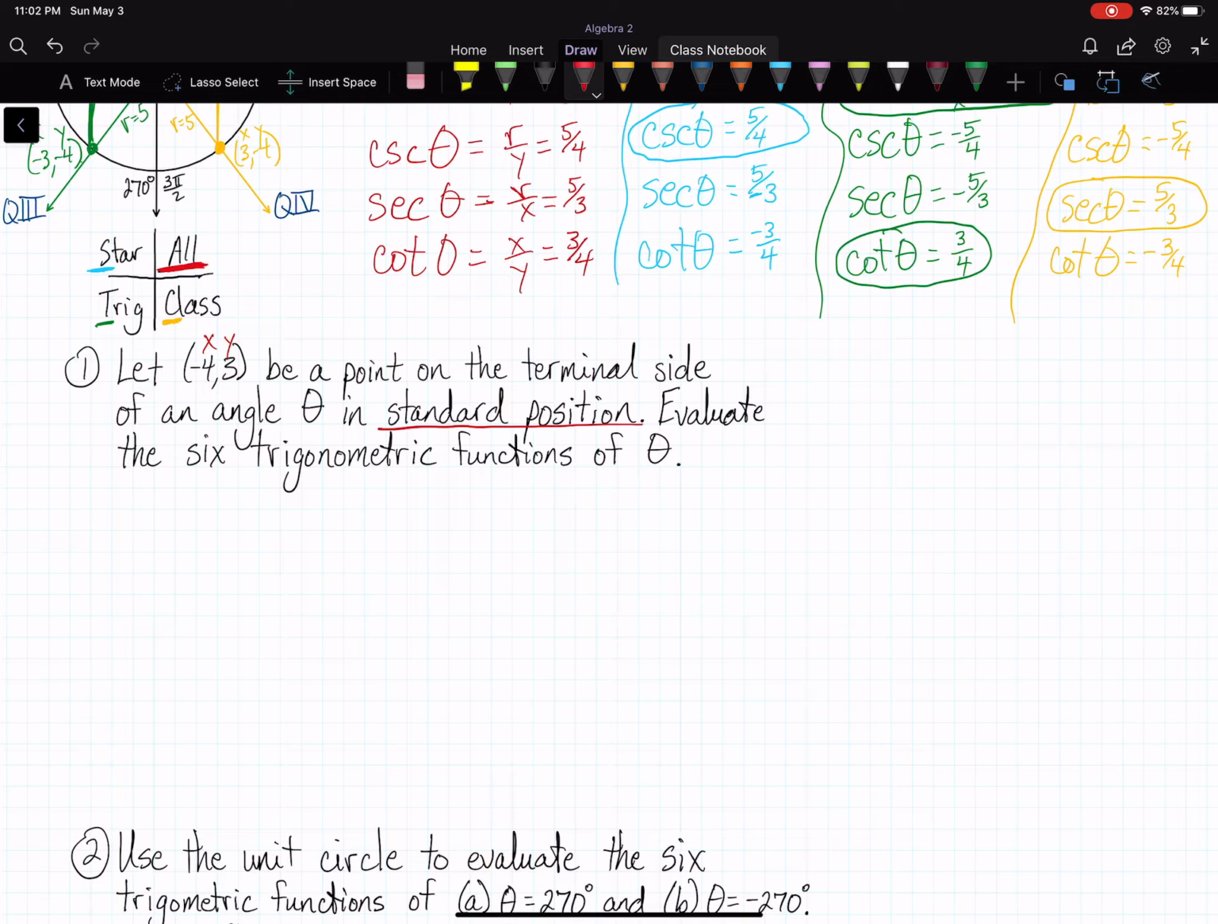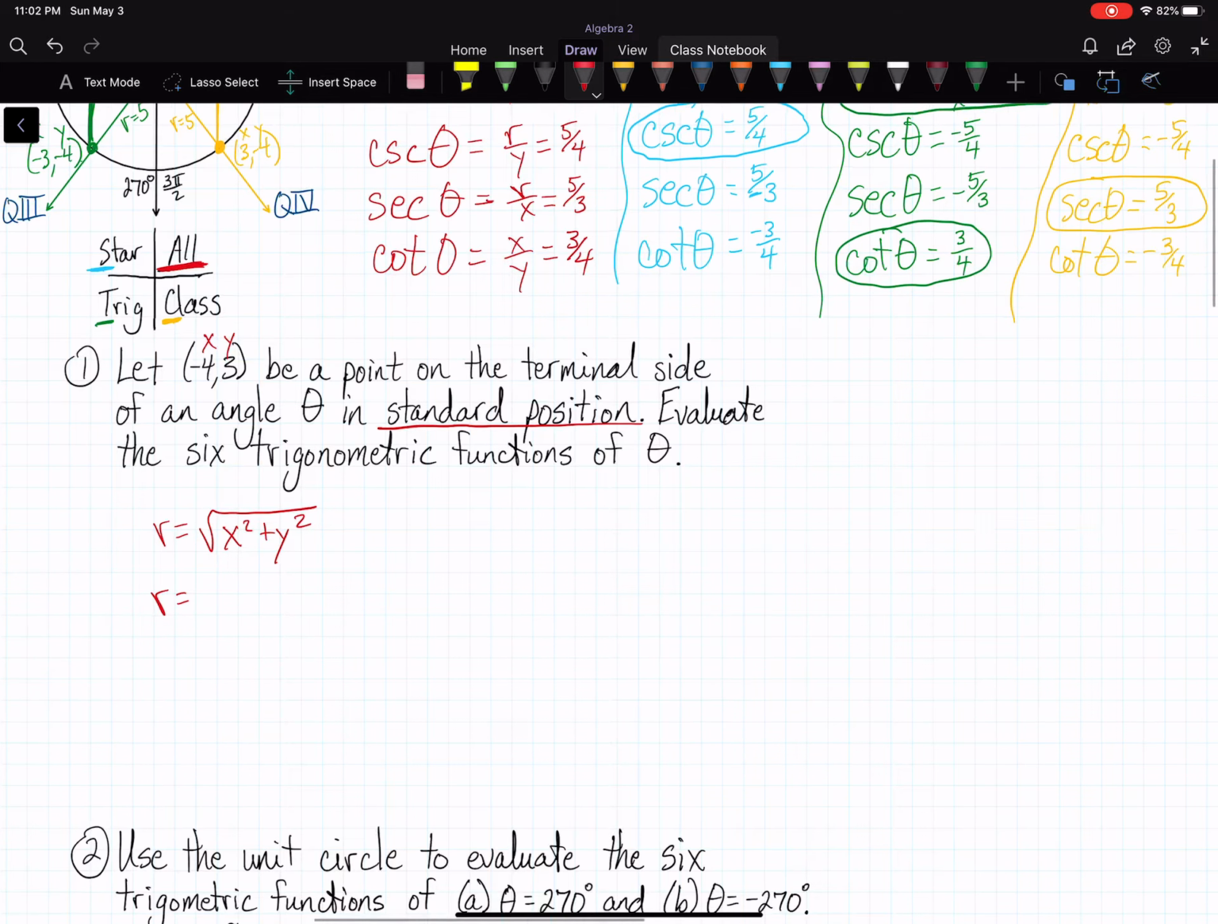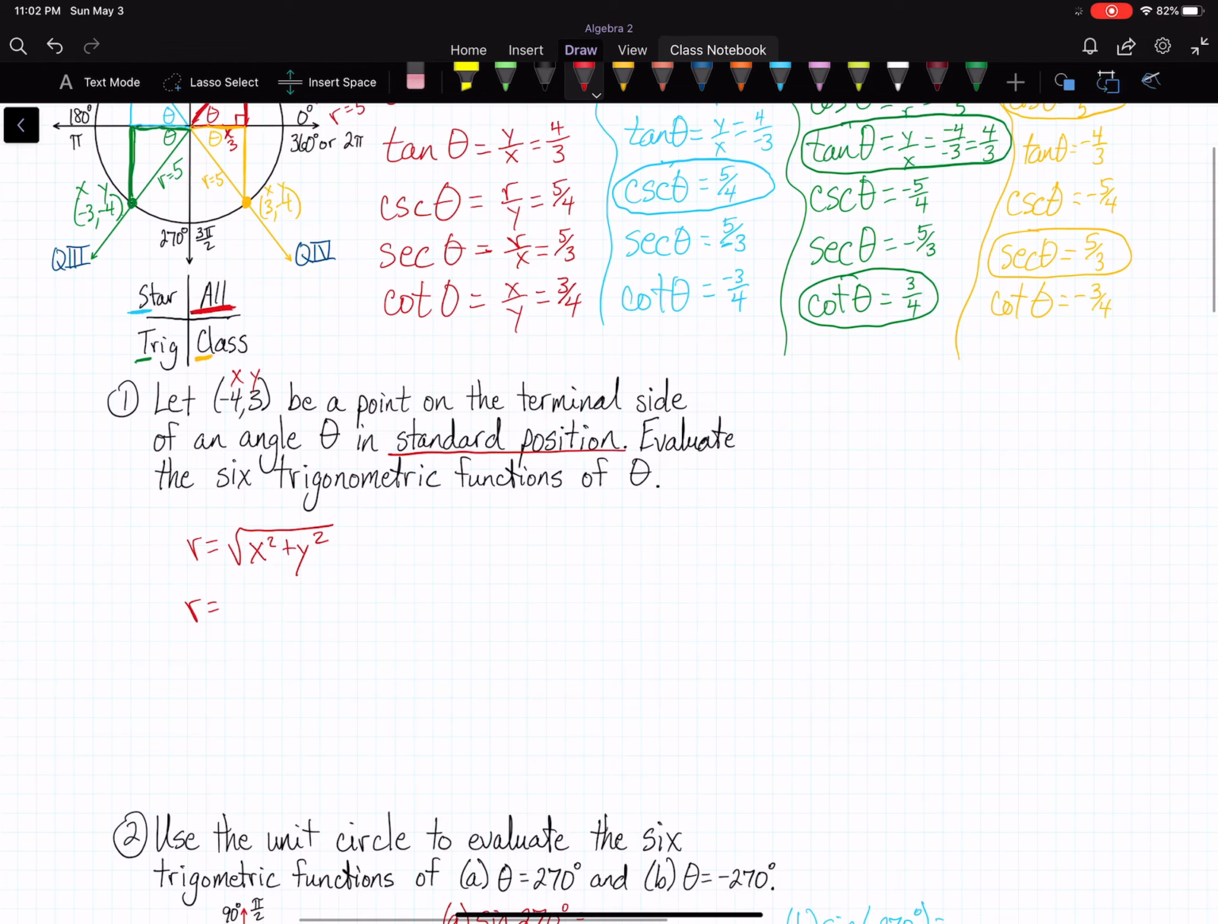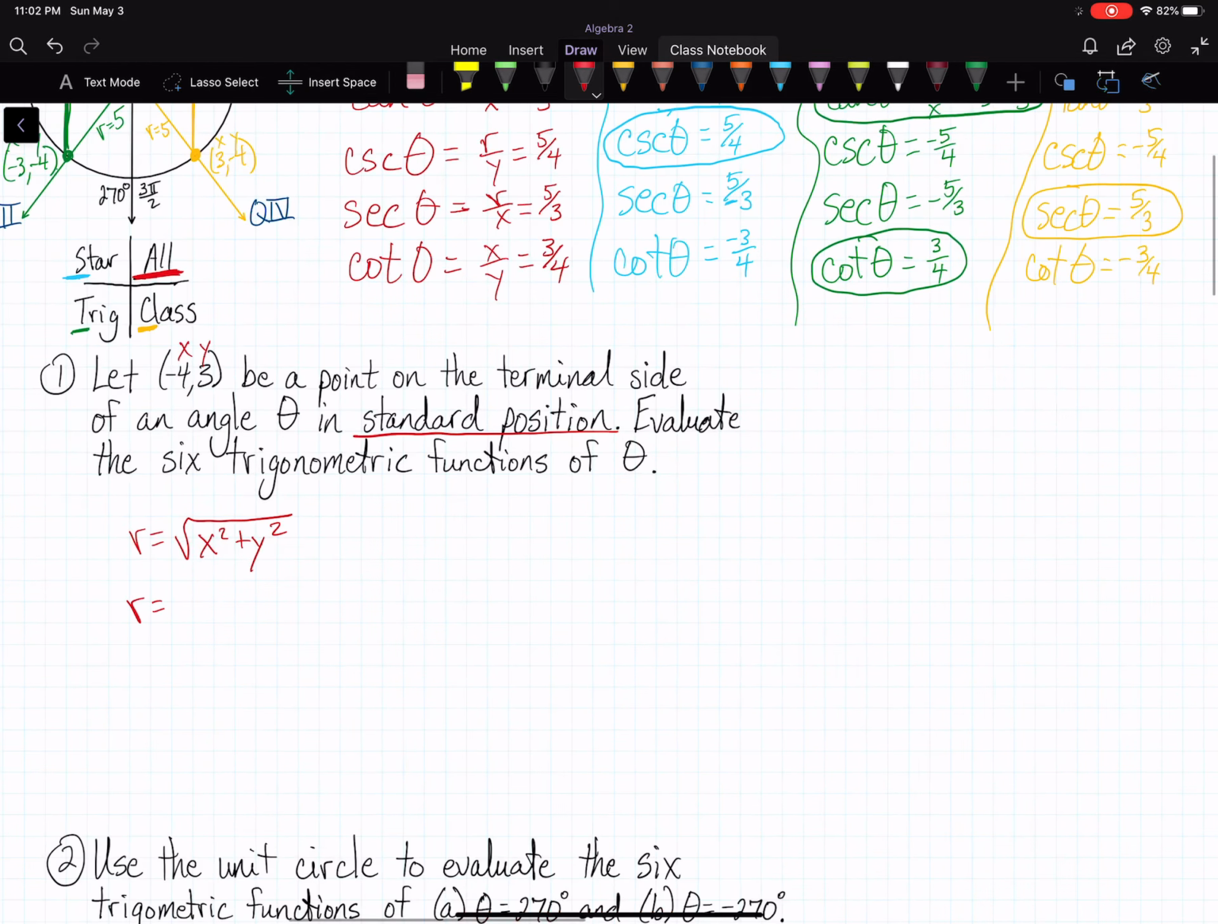So all we're going to do is find r. Again, r is going to be the square root of x squared plus y squared because it's just the Pythagorean theorem. Now, I already know this one because, again, we've been doing 3, 4, 5. It won't be a 3, 4, 5 triangle every time, but it is for this purpose. So 3 squared plus -4 squared, that will be the square root of 25, which, okay, now I know r is 5. Now I can find everything.